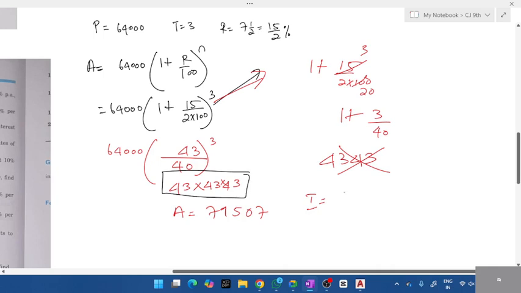Okay, what is interest? 79,507 minus 64,000.